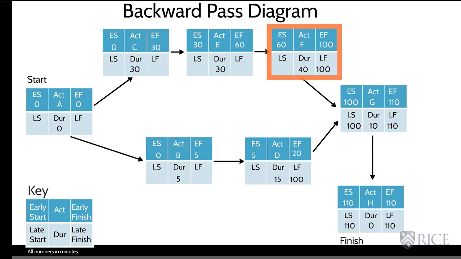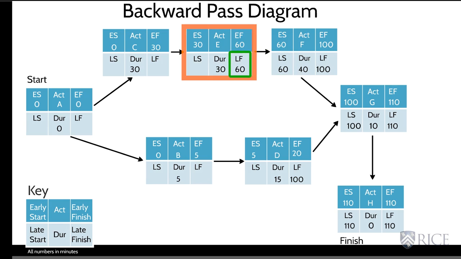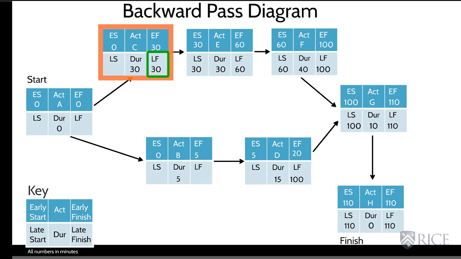Taking the late finish in F of 100 and subtracting the duration of 40, we now have a late start of 60. You may start to see a pattern here where the numbers are matching. Taking the 60 and putting it in the late finish of E and subtracting 30, we now get a late start of 30. We take the 30 and put it into the late finish of C, subtract the duration of 30, and it leaves a late start of 0.